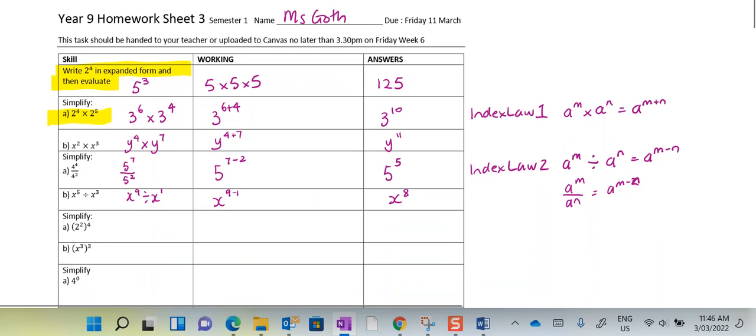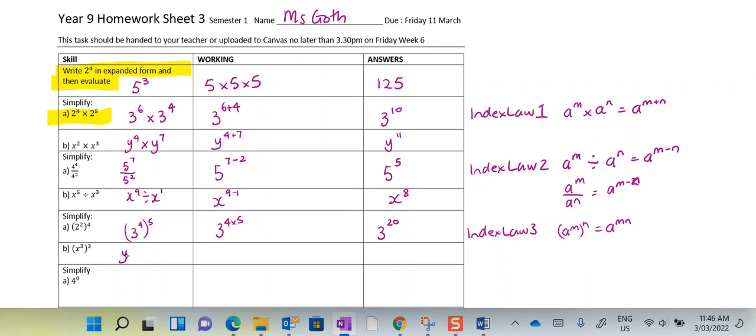Now if I wanted to simplify 3 to the power of 4 to the power of 5, I can use index law 3. My power of a power law, which tells me that if I've got something to a power, and then I put it to the power again, I can multiply those powers. So this will be 3 to the power of 4 times 5, which is 3 to the power of 20.